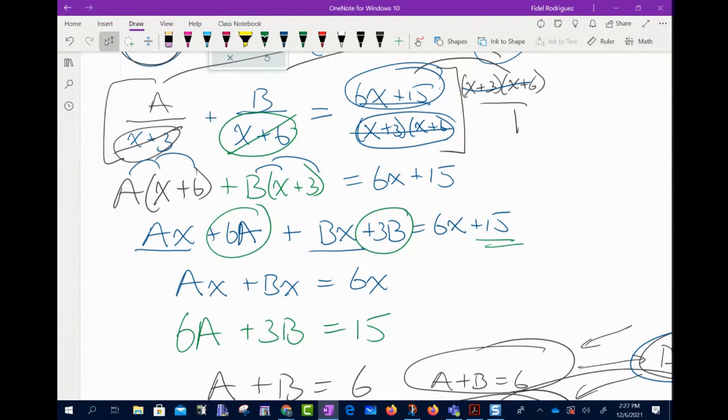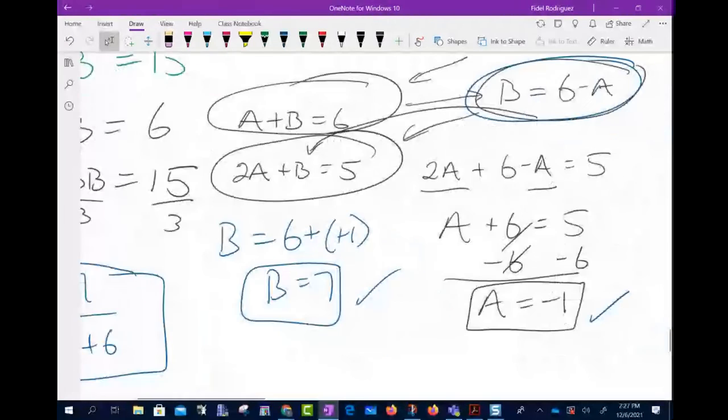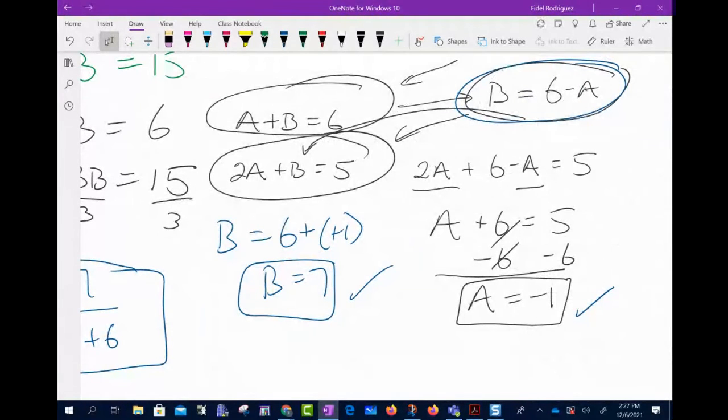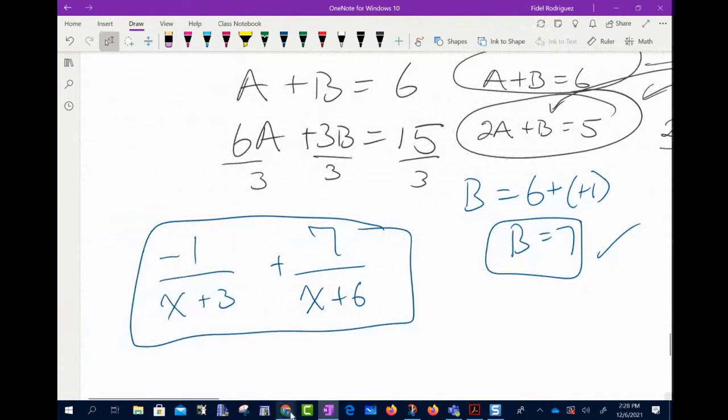So you got to make sure. Again, how you solve your system is entirely up to you. Right now, we did substitution. If we wanted to have done elimination, we could have done elimination, right? That part really isn't important. But once you got your A and your B, then those are the numbers that we got to use. So look, we came up with A is -1, B is 7. This is the answer we're coming up with.